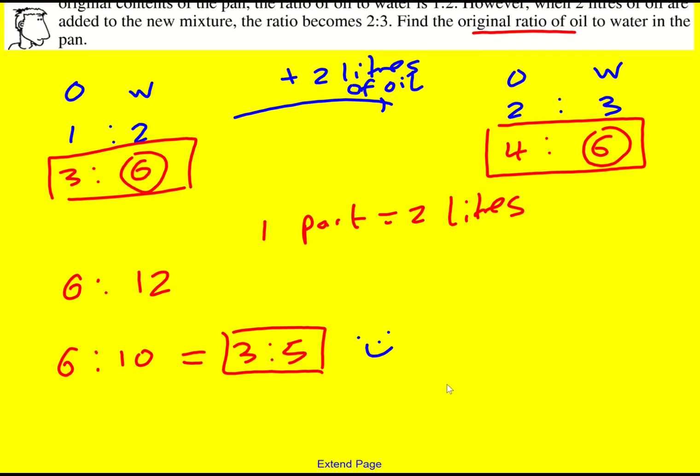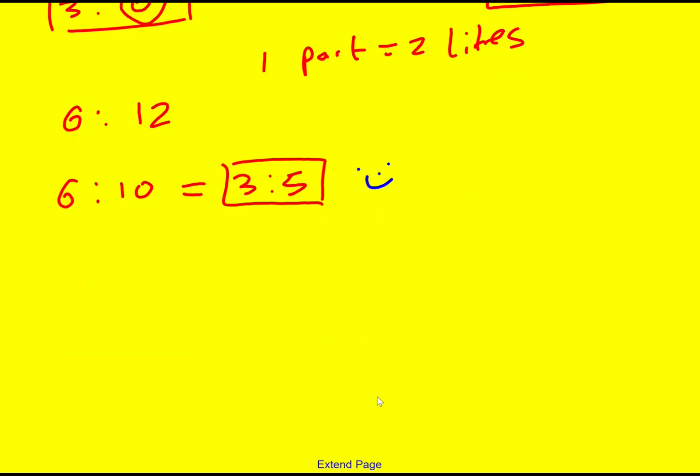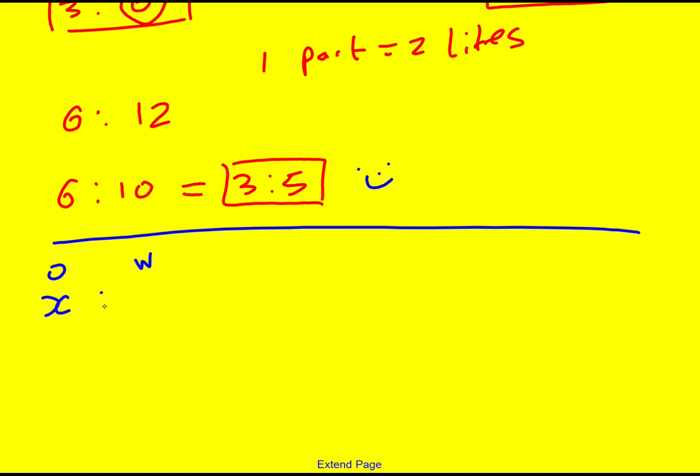Here's another way to do this question. It is more complicated, but it will be important for another type of question where both things are changing. So I'm going to say that the original amount of oil to water is X to Y. Now, when I add 2 liters of water, it's going to become Y plus 2 here. And we're told, remember, that this is 1 to 2.